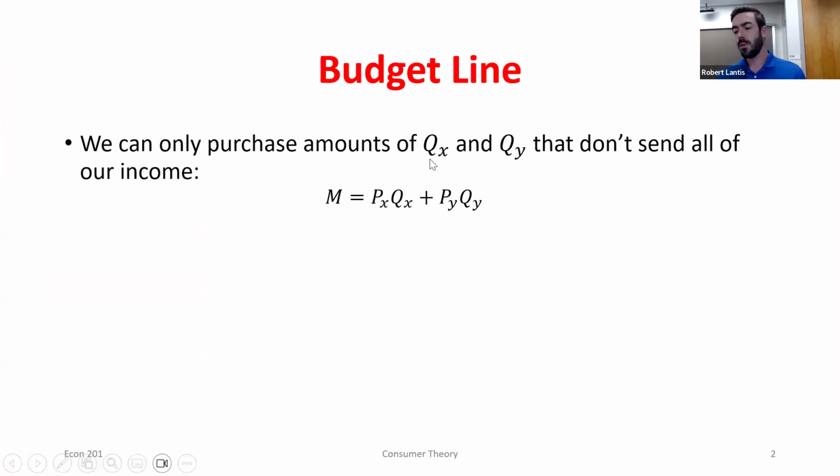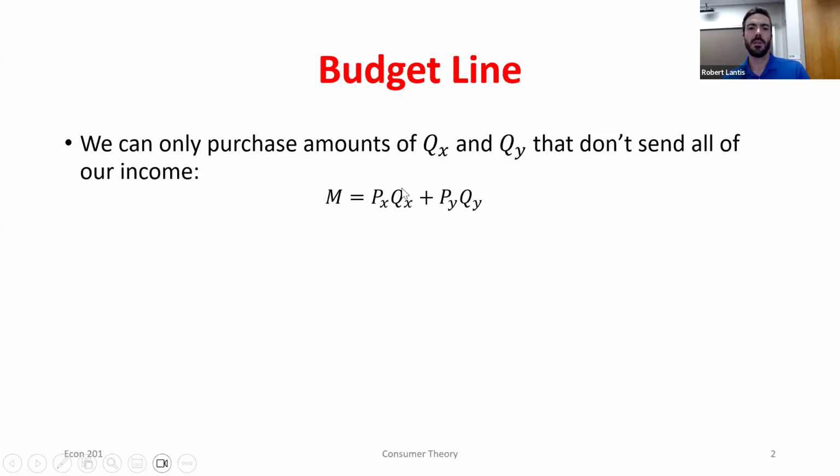When we think about a consumer who has decisions to make between buying different goods, we'll keep this simple with just 2 goods. They can buy X or Y. The total amount of money they spend on good X would be however much of good X they buy times its price. The total amount they spend on Y would be however many units of Y they buy times its price. We're going to assume for a second that consumers are spending all of their income on these 2 goods.